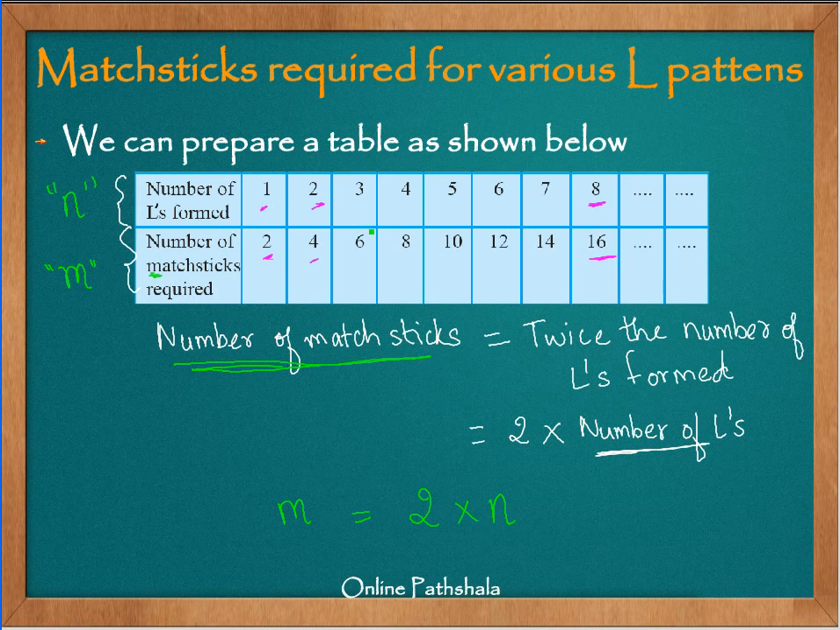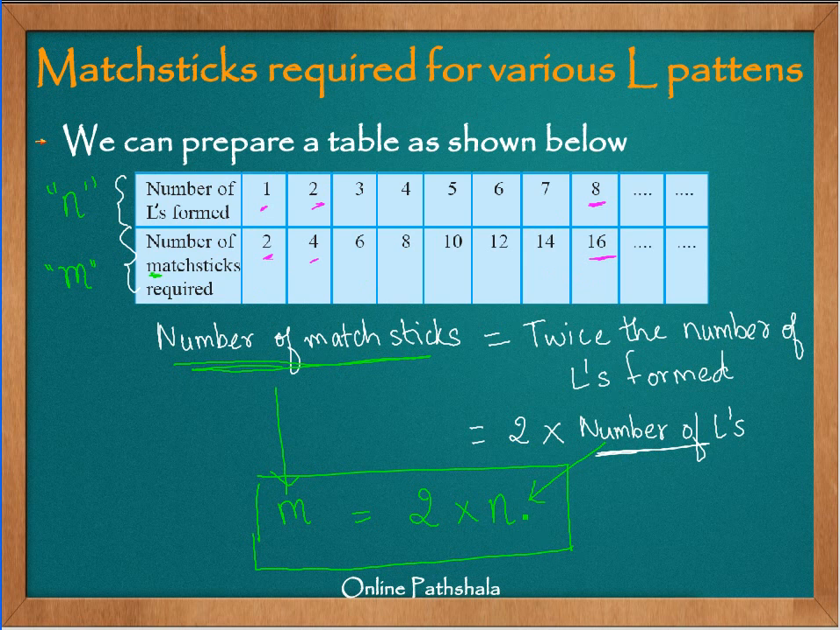We first tabulated the L patterns, then we looked to see if there is any rule, and we found that if we know the number of L's, we can straight away find out how many matchsticks are required by multiplying the number of L's by 2. And then we said that, instead of using these phrases, let us use letters to represent these numbers, the number of L's and the number of matchsticks. And then we came up with this rule. This rule simply says that the number of matchsticks required is equal to twice the number of L's that are to be formed.